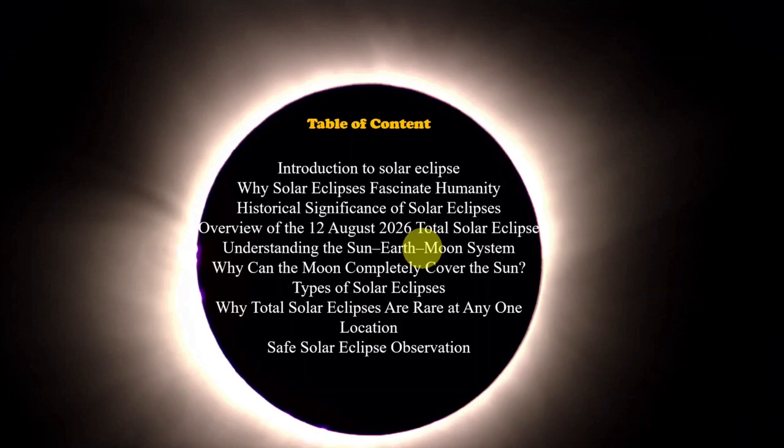I also talk about the science behind solar eclipse, that is understanding the sun, earth, moon system. Then I also answer the question, why can the moon completely cover the sun? I talk about types of solar eclipses and why total solar eclipses are rare at any one location. Then I'll conclude my lecture with giving some safe guidelines on how to observe solar eclipses.